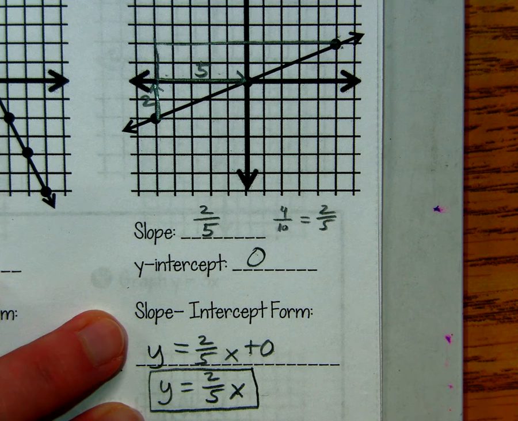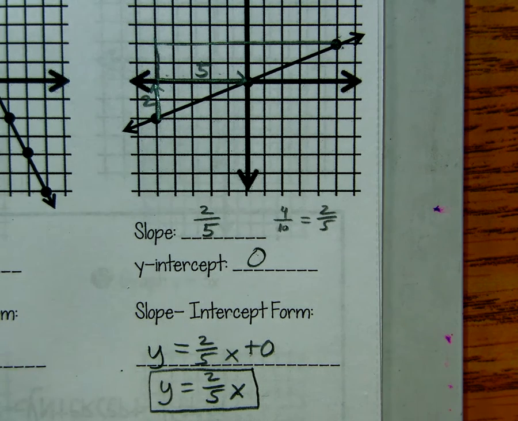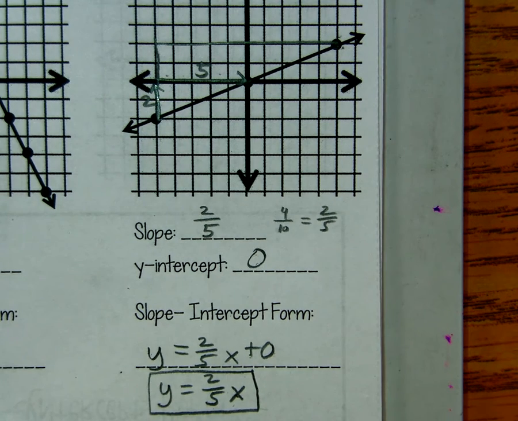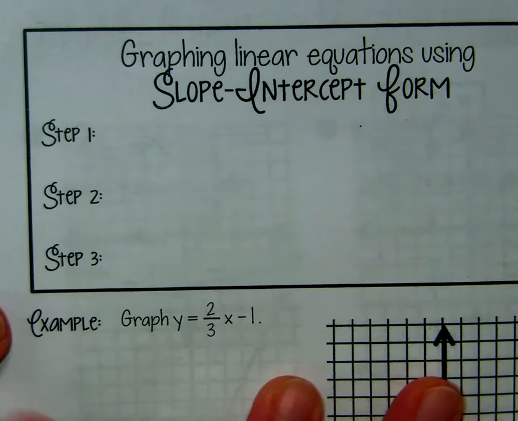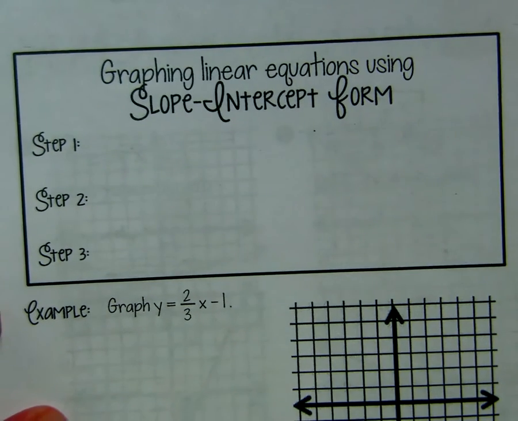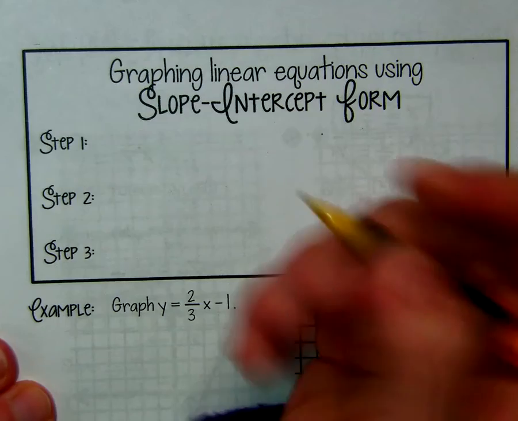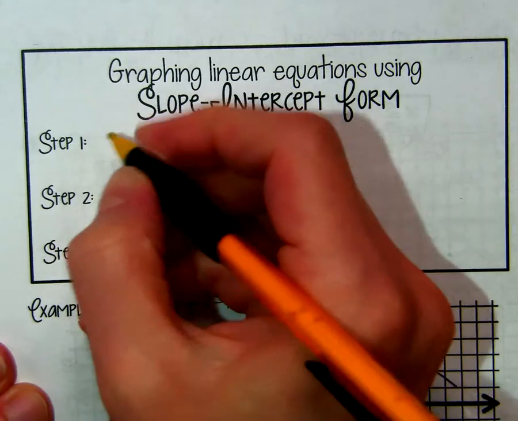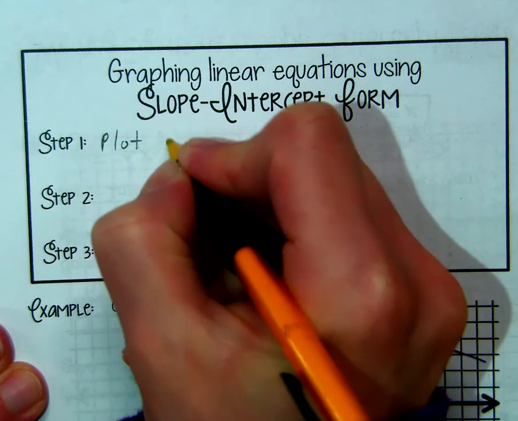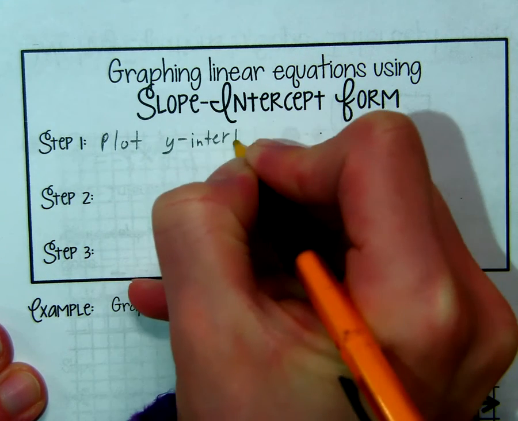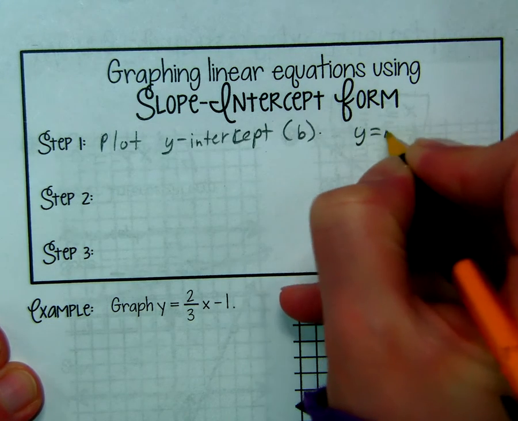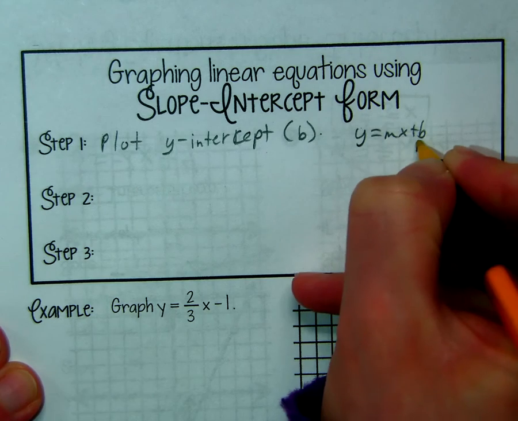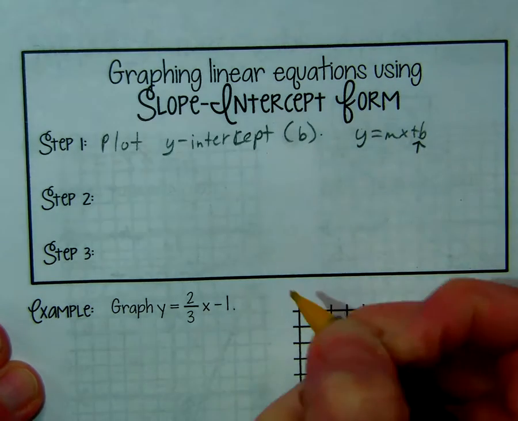Okay, so that's how we write equations using lines that are already drawn. The last thing that we're going to look at is graphing lines using slope-intercept form. All right, so we've got a little step-by-step guide here at the top. So step 1 is to plot the y-intercept, which is the b. So if you're looking at your equation, the y equals mx plus b, it's this number right here. So you're going to put that on the y-axis.